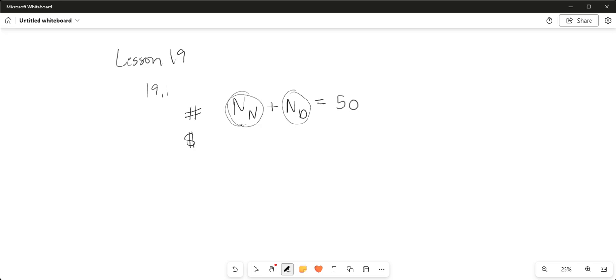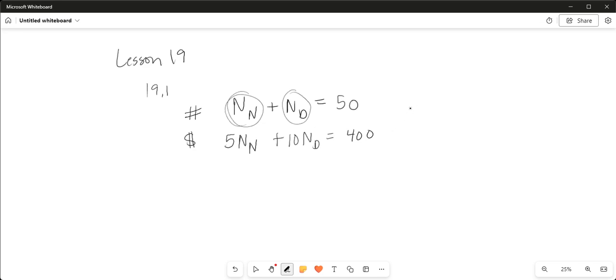So the value of a nickel is 5 cents. So we're going to make this worth 5. And the value of a dime is 10 cents. So we're going to make it worth 10. And then the total value of the set of coins together is $4. So I'm going to write that as 400 because we're working in pennies, because that's easier than using decimals.